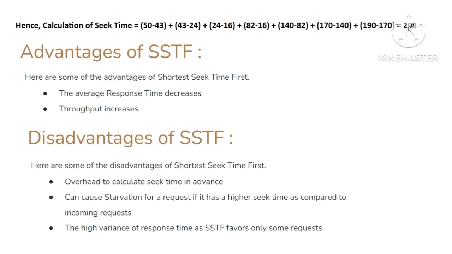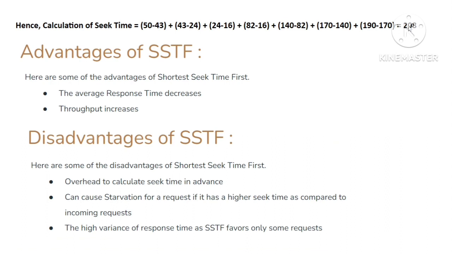Okay, throughput increases. Throughput means the number of requests served per unit of time. Per unit of time, the number of requests served is increased in case of SSTF. So throughput also increases in case of SSTF. What are the disadvantages of SSTF?